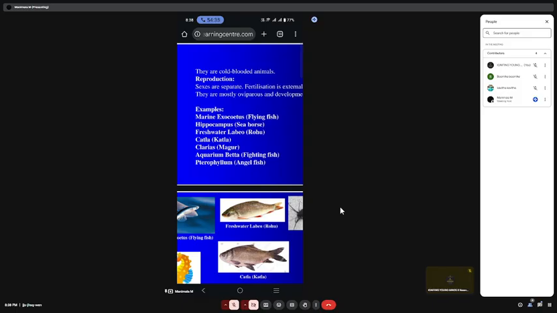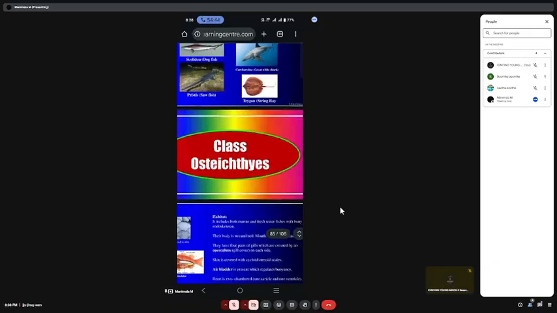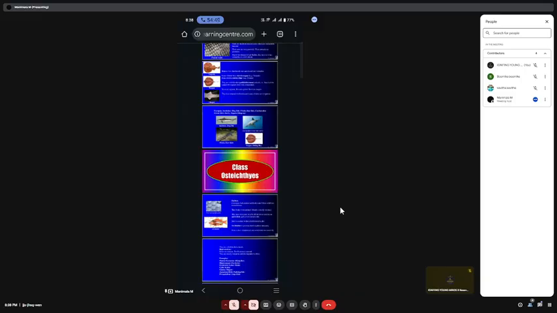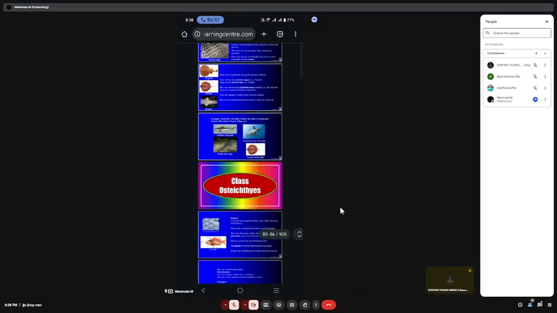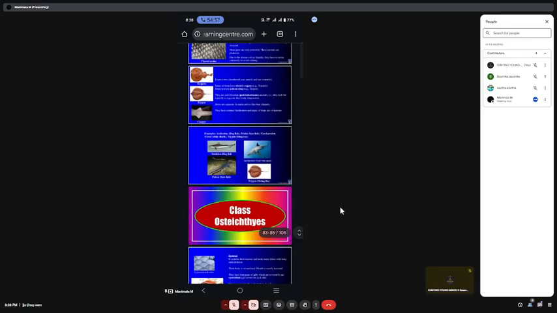So this is about chondrichthyes and osteichthyes. Can anybody differentiate the two organisms now? Who is going to differentiate osteichthyes and chondrichthyes?